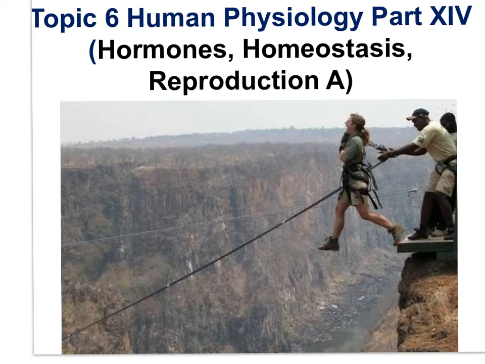Topic 6, Human Physiology, Part 14, is the first of 4 parts on hormones, homeostasis, and reproduction. This movie will provide a foundation for understanding homeostasis, as well as an introduction to hormones. The essential idea is hormones are used when signals need to be widely distributed in the body.